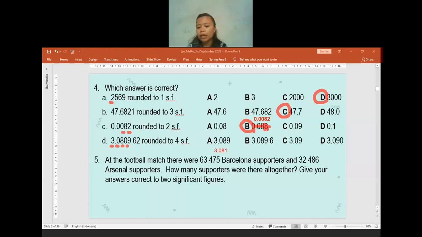For question 5, can I continue or is there anyone who is still confused at question 4? Is there anyone? No? Okay. If no one has confusion, I will move to question 5. At a football match, there were 63,475 supporters and also 32,486 Arsenal supporters. We have to find how many supporters there were altogether. So here we have to add them all. We have to add 63,475 with 32,486. Is there anyone who already tried to add them?